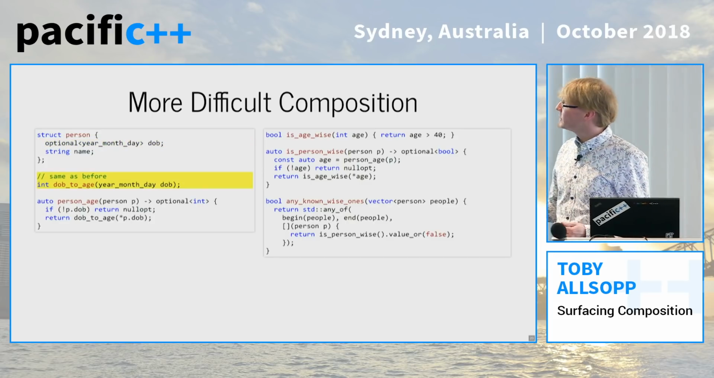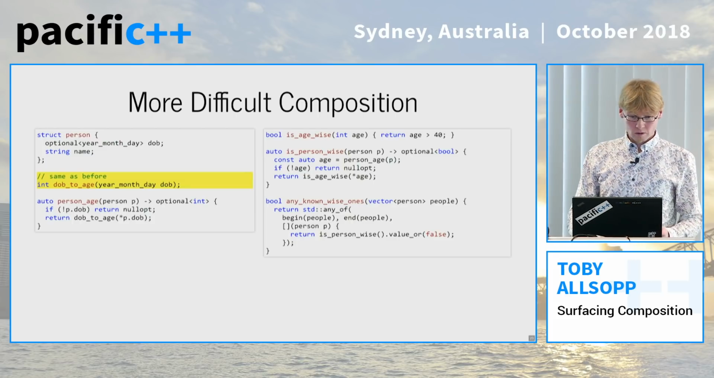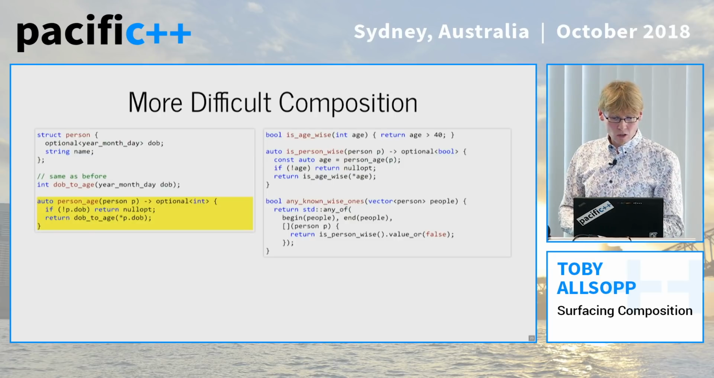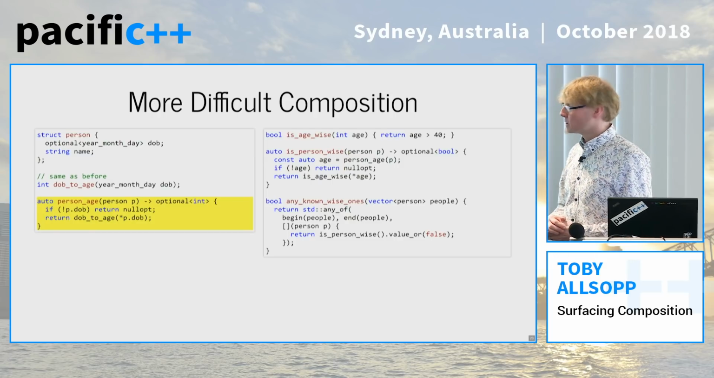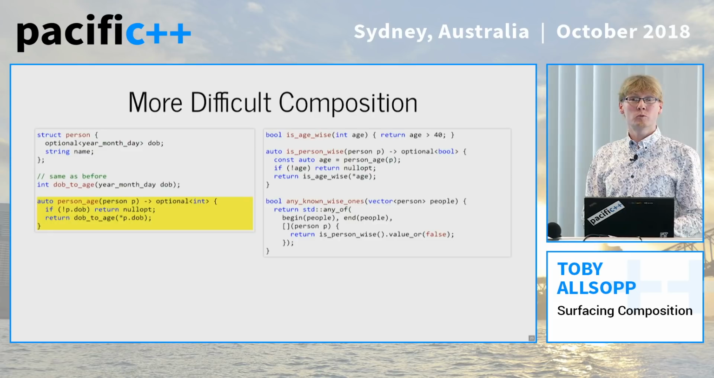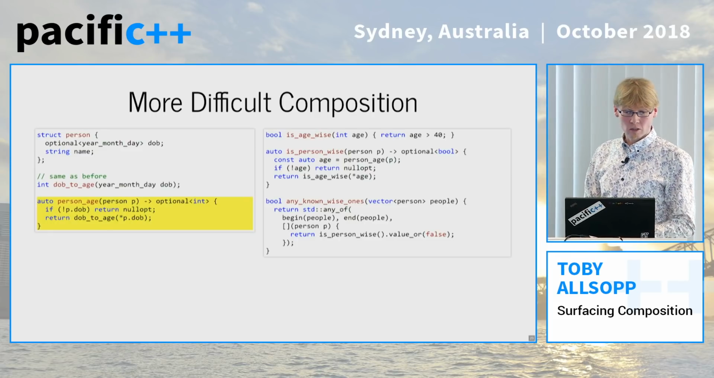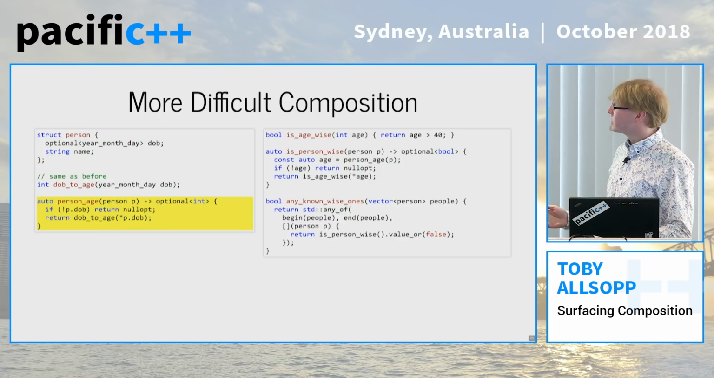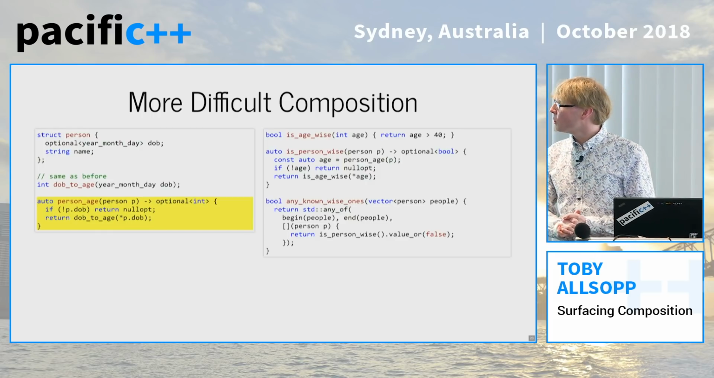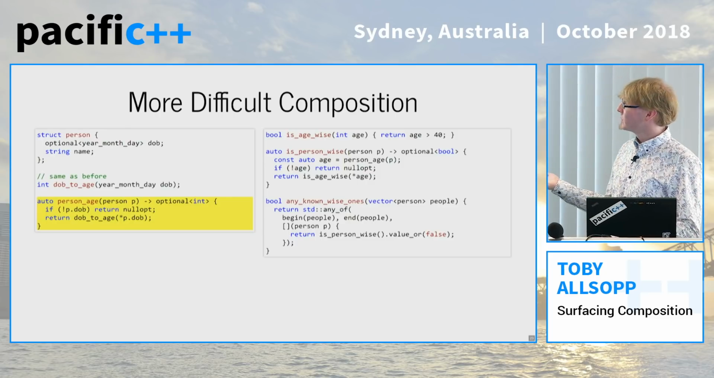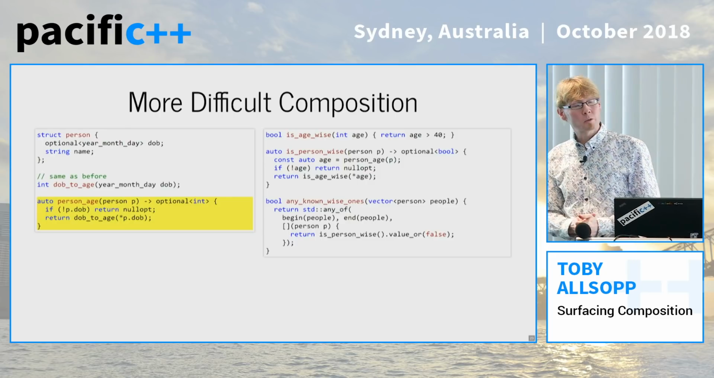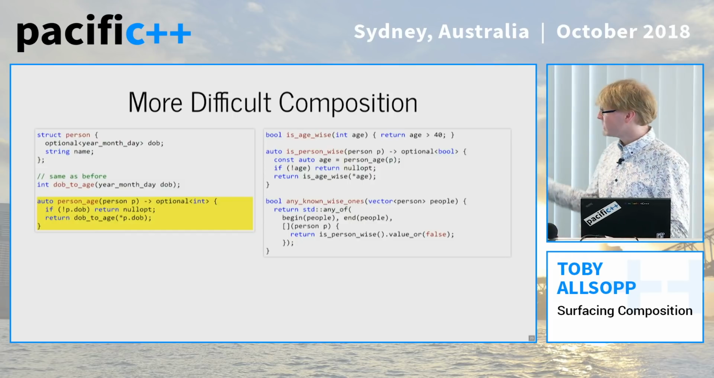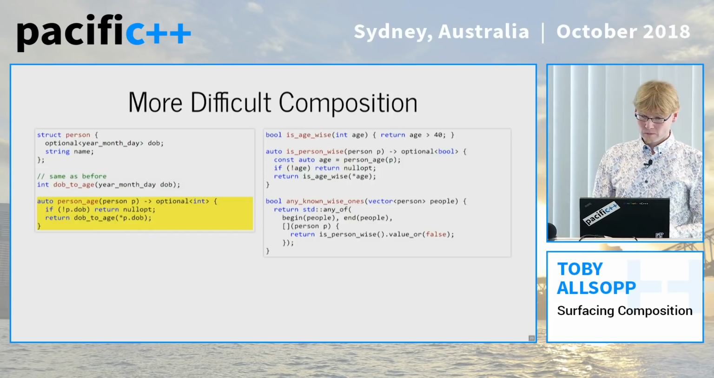So we've got date of birth to age, which is the same as before. So now to calculate a person's age, we need to decide what to do if we don't know their date of birth. So what I've chosen here is to have person age return an optional age. So if we don't know the date of birth, we're going to return an empty optional. If we do know, we're going to return an optional calculated based on the date of birth that we know.